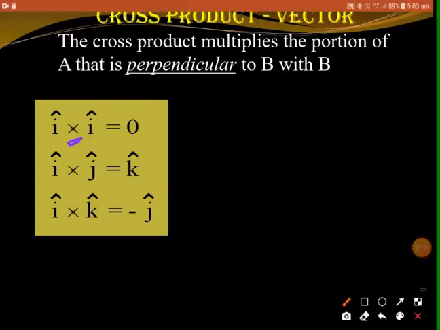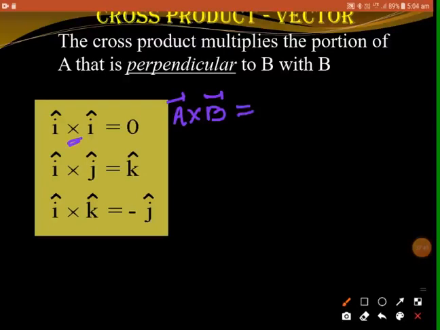Now, if you take the cross product of i cap and i cap, then it will be equal to 0. How is it coming? In this case, what happened? Your cross product is given by what? Cross product of two vectors. Let me write first here like this: a vector cross b vector.